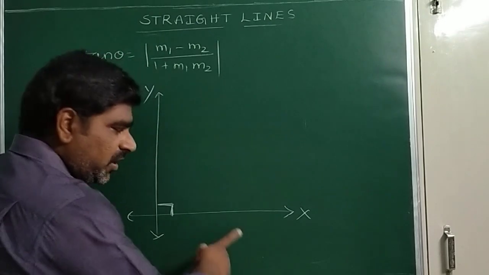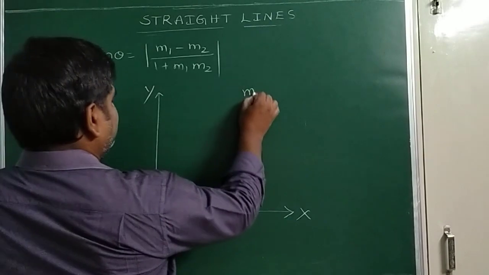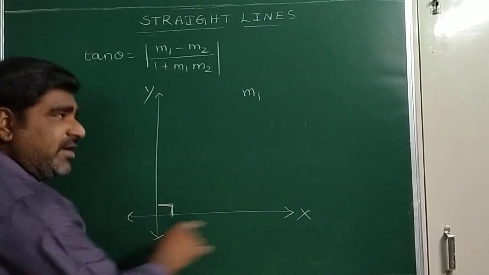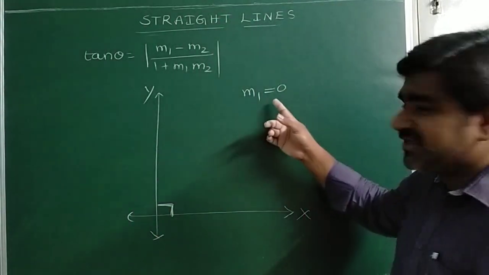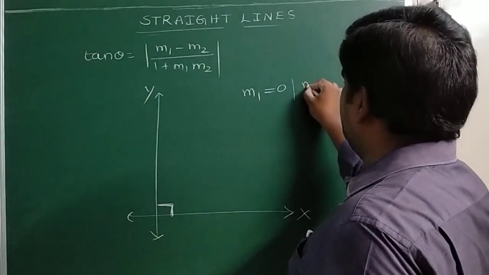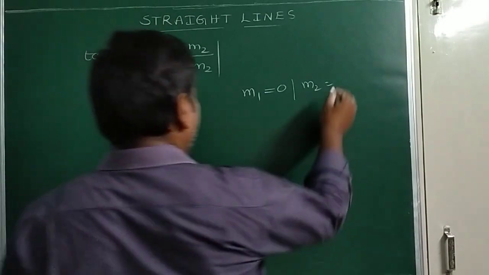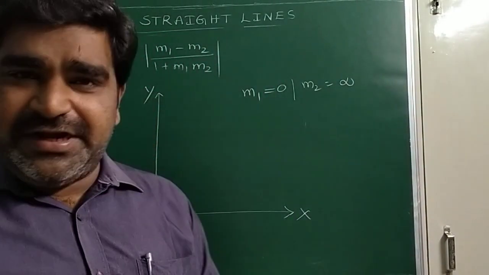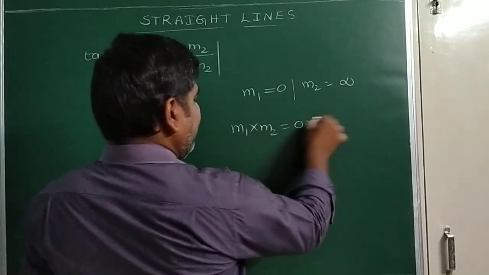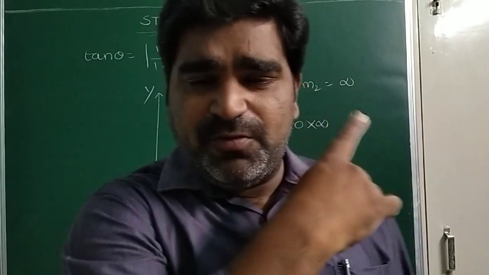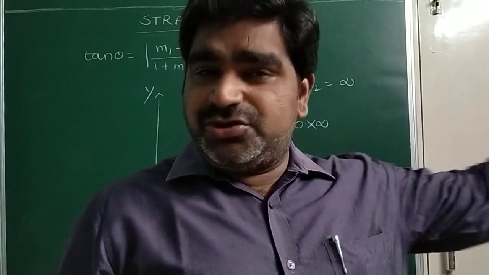We discussed the slopes of the x-axis and y-axis just now. So m1 is the slope of the x-axis, and I said m1 is equal to 0. And m2, the second line is the y-axis now. What is the slope of the y-axis? Not defined, infinity. But what is the value of m1 into m2? m1 into m2 is 0 into infinity. Is it equal to minus 1? No. 0 into infinity is an indeterminate form. That should not be minus 1.